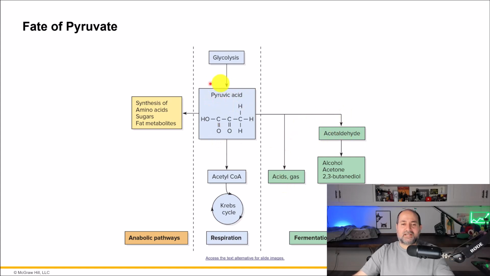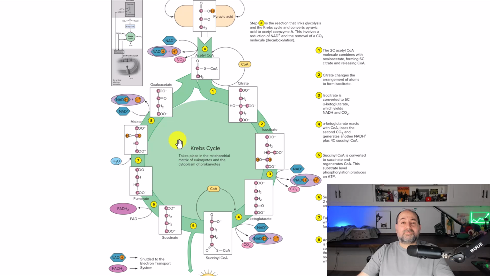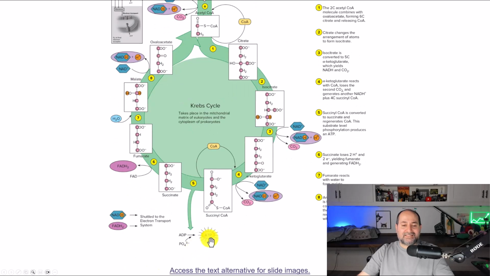So pyruvic acid, aka pyruvate, has many different jobs in the cell. It can either proceed with cellular respiration, it can be used to make biomolecules, or it can be used as an electron acceptor during fermentation. So remember, during the Krebs cycle, NADH is formed. See, NADHs are formed. FADH2 is formed. ATP is formed by substrate-level phosphorylation.